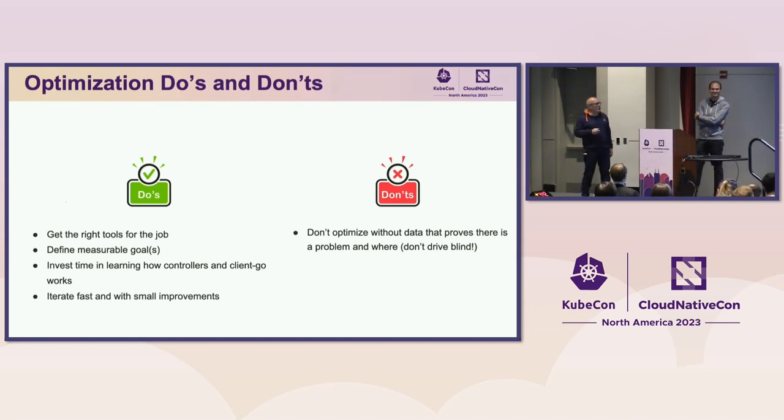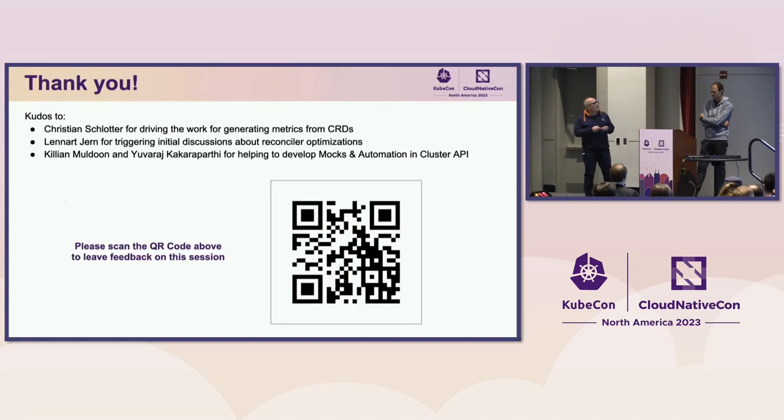Don't do optimization if you don't have a metric that points clearly to a bottleneck. Because if you change code based on guessing, you risk that your system becomes less performant, or you risk introducing unnecessary bugs. And with that, we are done.